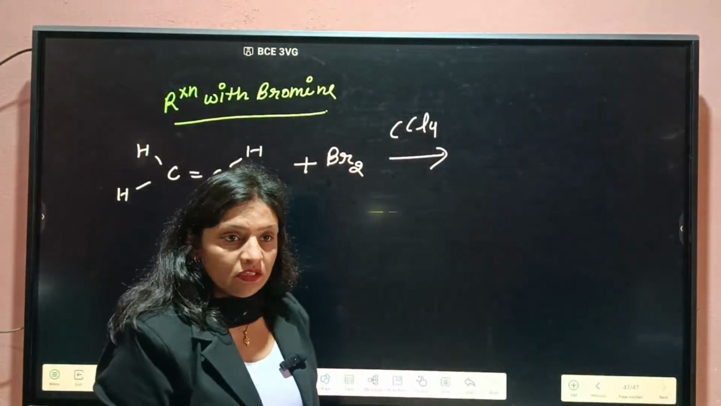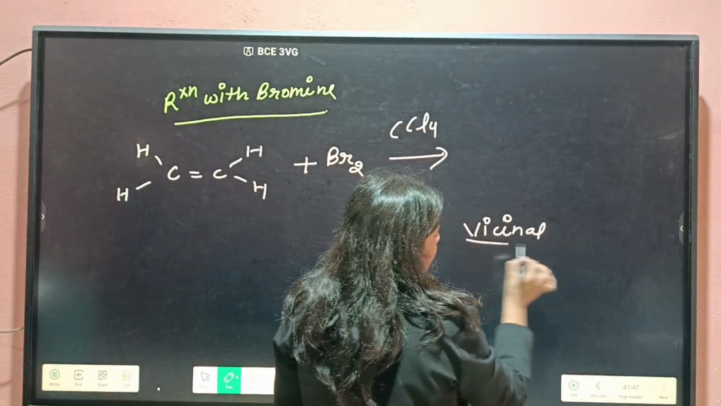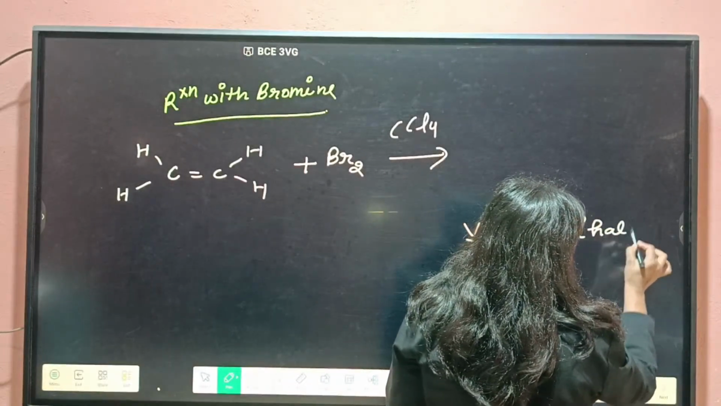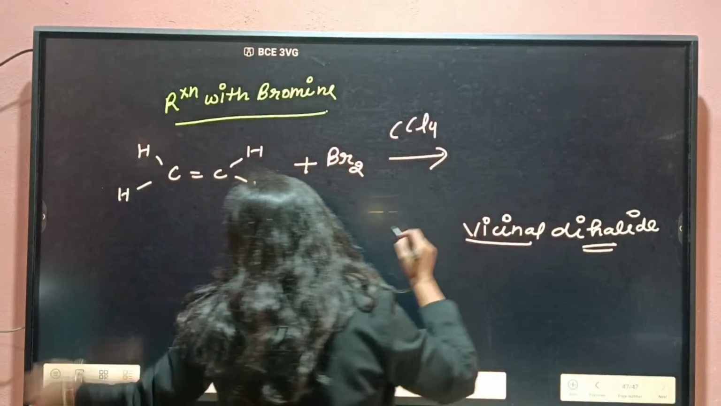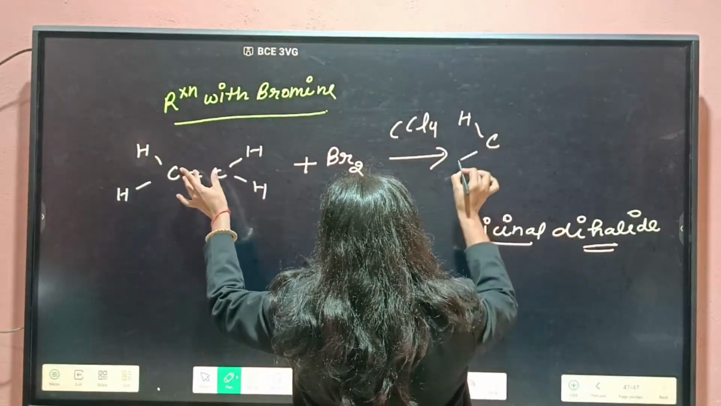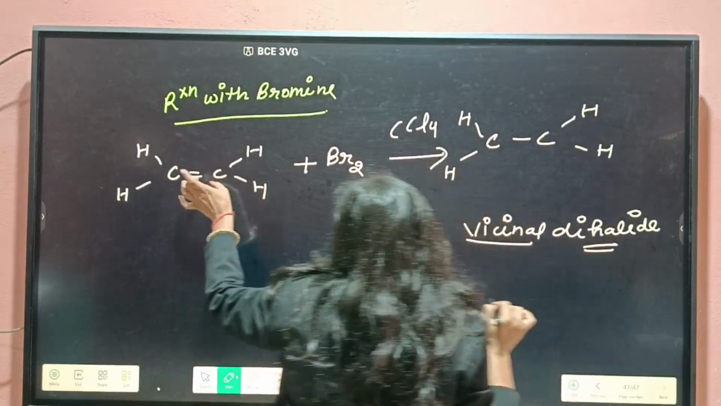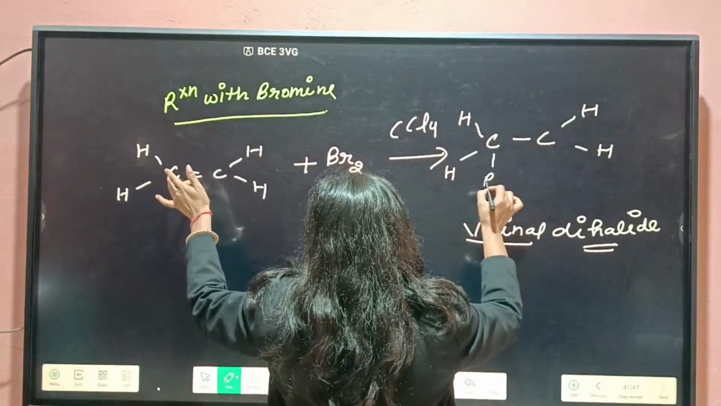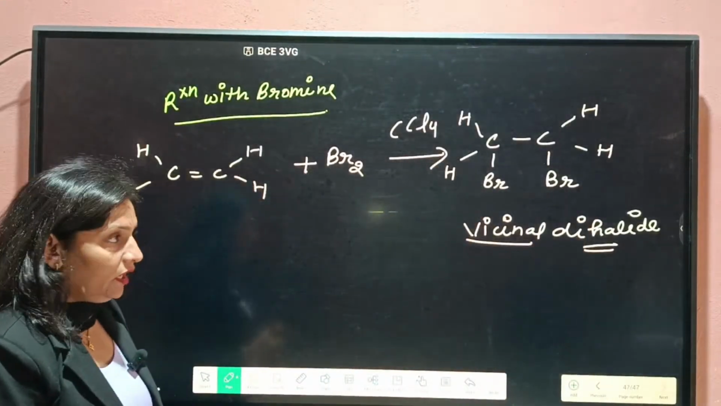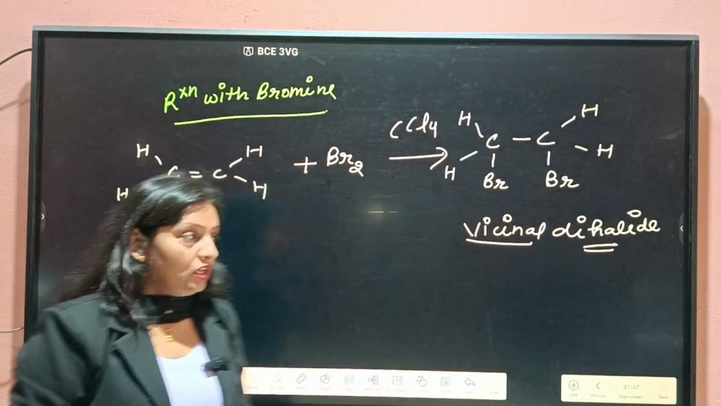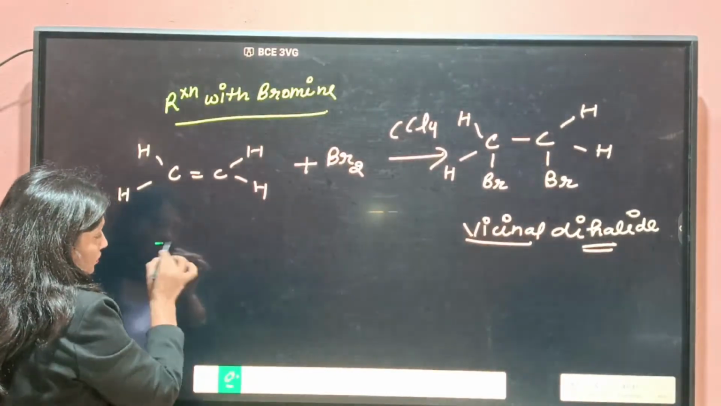Vicinal dihalide means the halogens are attached to adjacent carbons. Then what will happen? Simply, you will break the pi bond, then attach one bromine to this carbon and one bromine to this carbon. Okay, 1,2-dibromoethane you are getting.